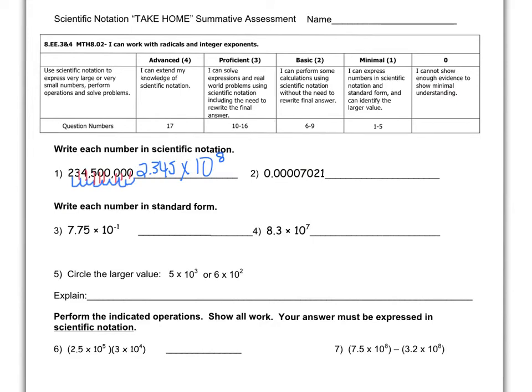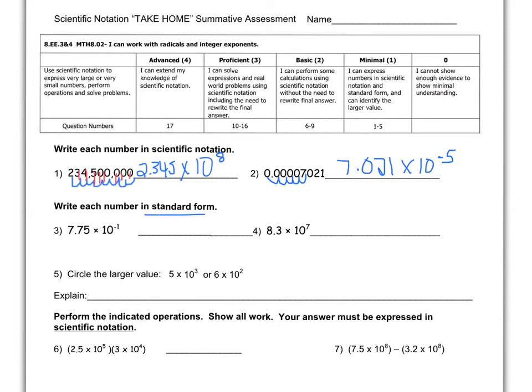All right, the next one, we move the decimal 1, 2, 3, 4, 5 places until we come to a decimal that is between 1 and 10. Notice we did not reverse the numbers. We kept them in the same order, and then times 10 to the, we moved it 5 places, but the number is very small, so our exponent is going to be negative.